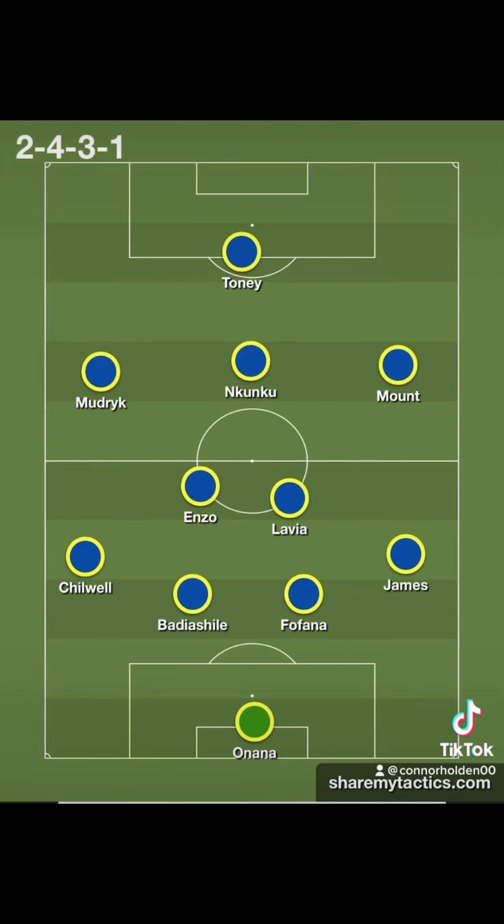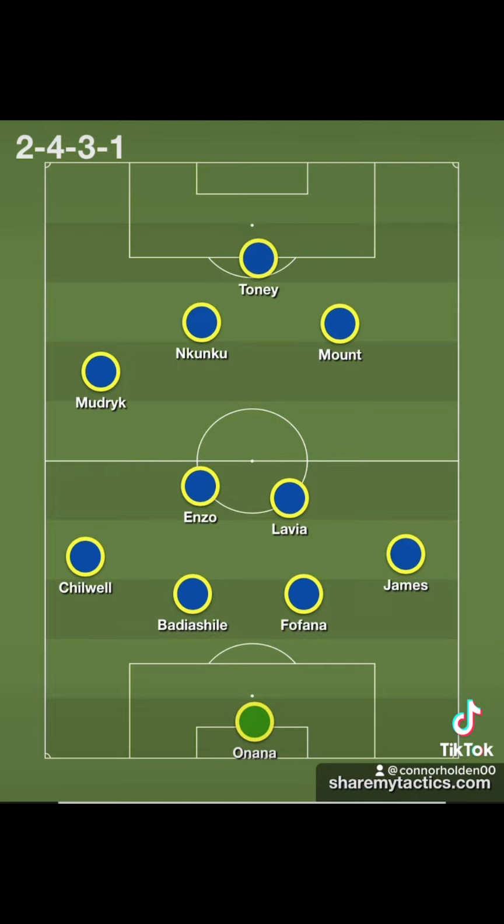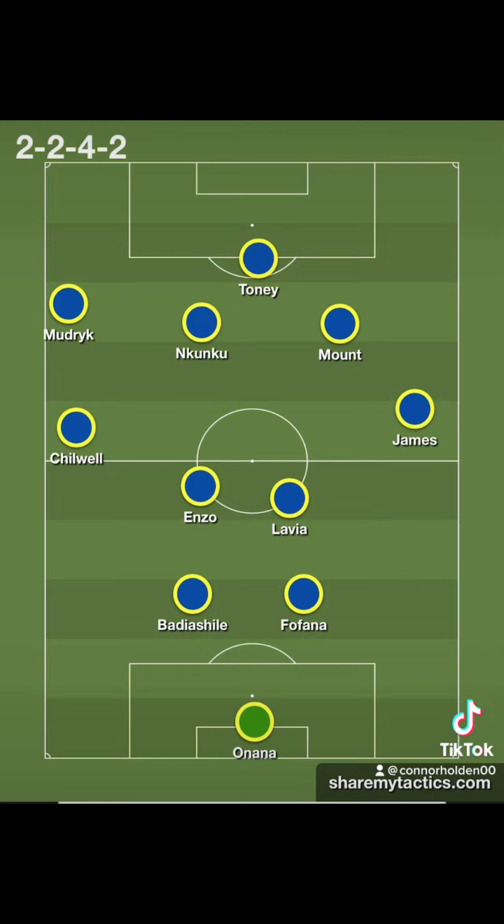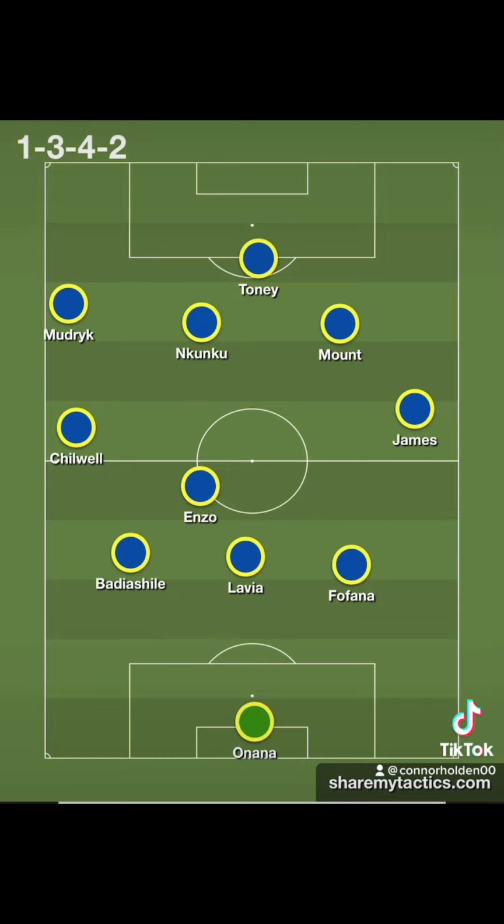But there's another way we could see this happen. Here you can see I put Chilwell in at left-back instead of Colwill. So this would obviously mean that Chilwell and James would do the same job as Rose and Walker and apply the width going forward, which would then allow Mudryk to either become the width with Chilwell, or we could even see Chilwell invert, but this would probably be seen if we had Cucurella or Maatsen in that role.